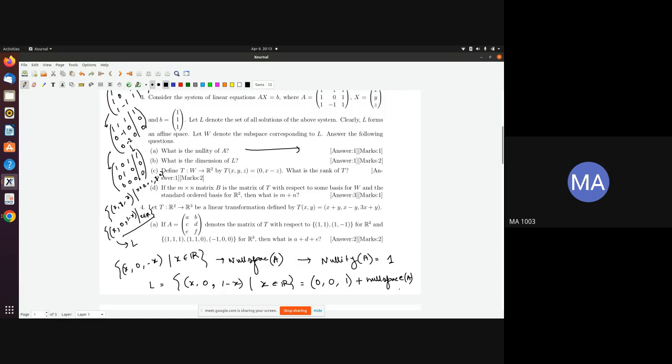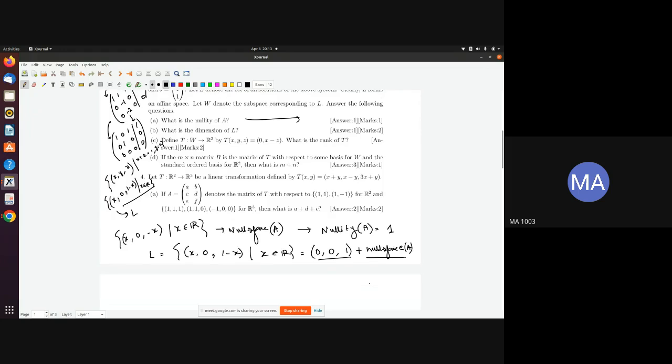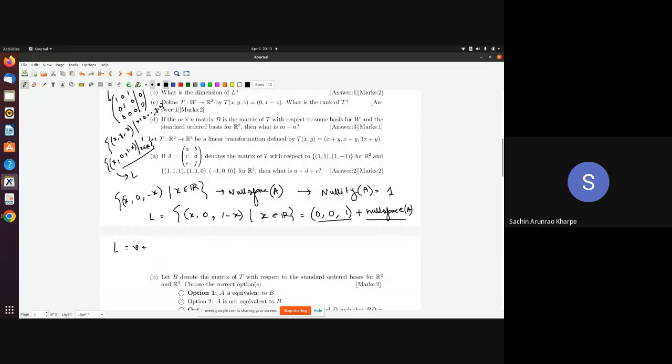Is it clear? So if I take any vector from the null space, what will it look like? (x, 0, minus x), right? And some vector plus that space means what? This is how we write an affine space: V plus W, where W is any vector from a subspace. So here this is my V, and this is my corresponding vector subspace, the null space. So this is an affine space.